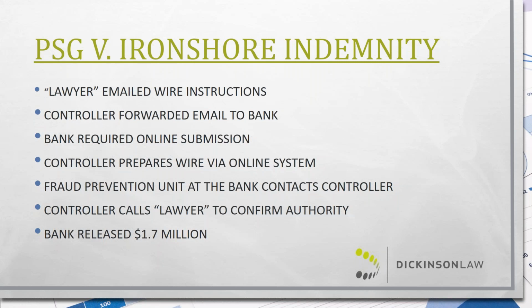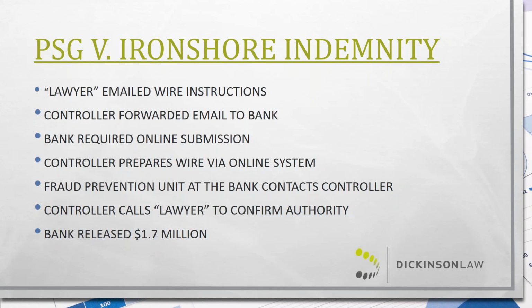The bank's fraud detection system, however, flagged the transaction and said that this is unusual activity for that account. As a consequence, it triggered a callback review where somebody from the bank actually called that controller back and said, we're not sure you really want to do this. Can you please verify that you actually want to send out $1.7 million?